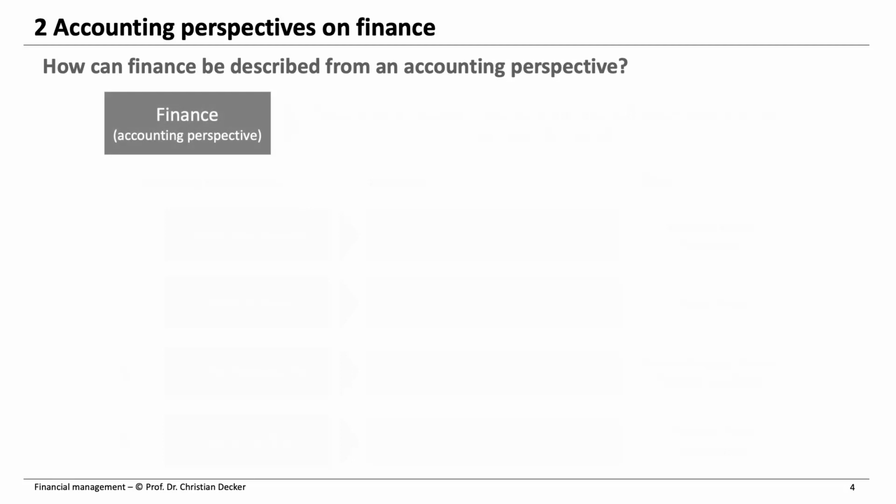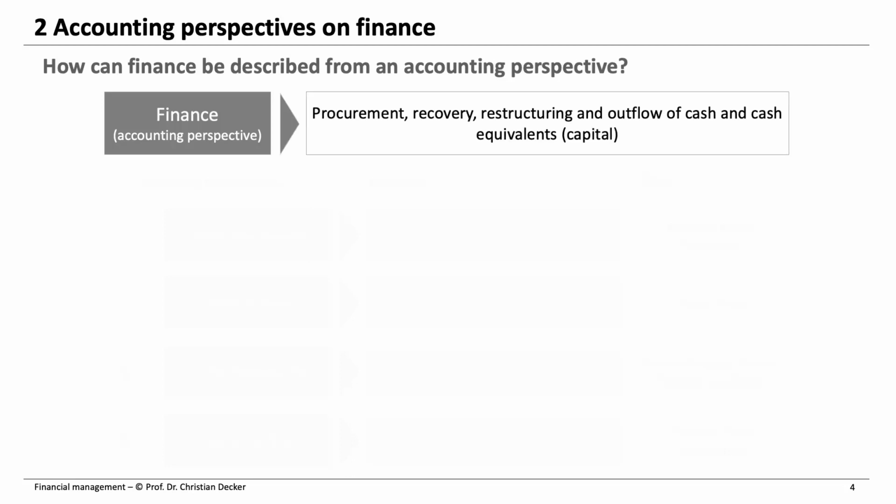How can finance be described from an accounting perspective? It has already been explained that the area of finance can include the procurement, recovery, restructuring, and outflow of cash and cash equivalents. In this context, cash and cash equivalents are means of legal payment. In addition, near money assets can also be considered. These include, for example, receivables or payables that may also be relevant to financing. This monetary or quasi-monetary perspective addresses various aspects of the term capital.